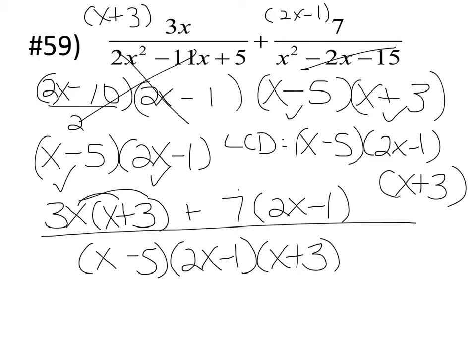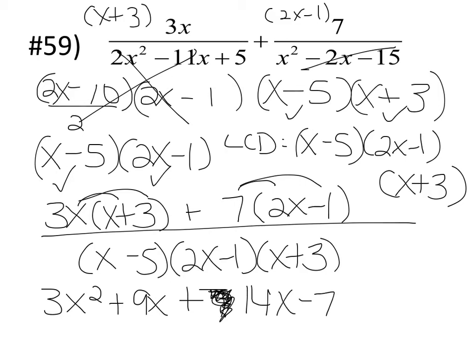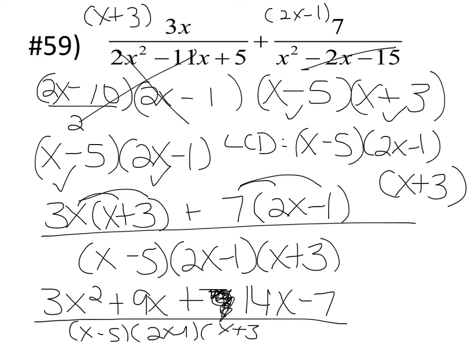So distribute your 3x. So you get 3x squared plus 9x. Then distribute your 7. Plus 14x minus 7. And this is all still over x minus 5 times 2x minus 1 times x plus 3.